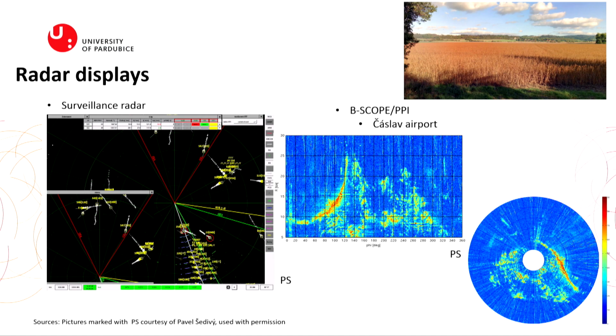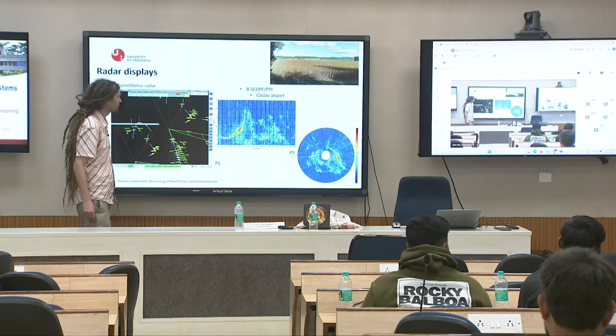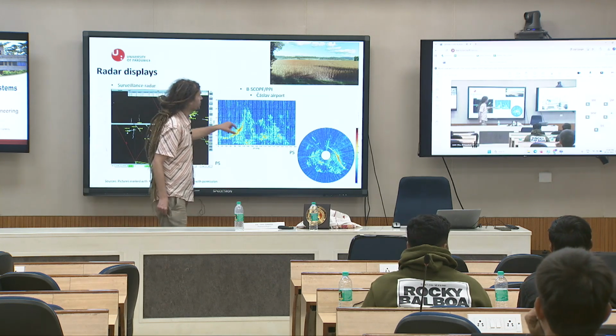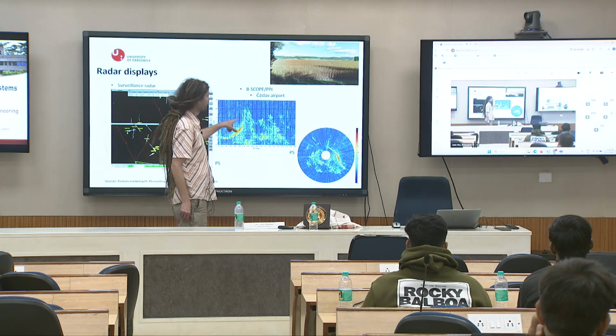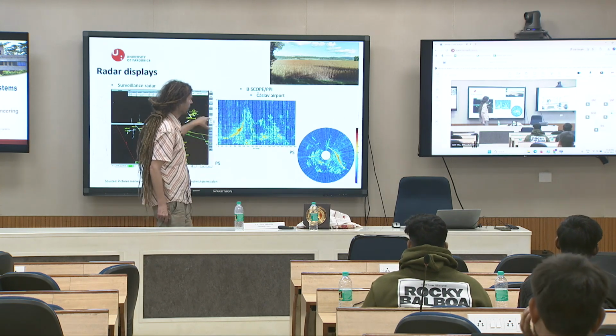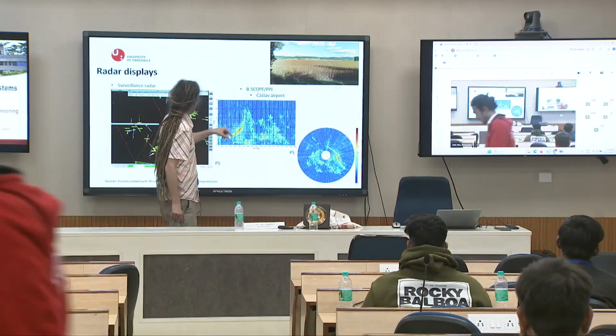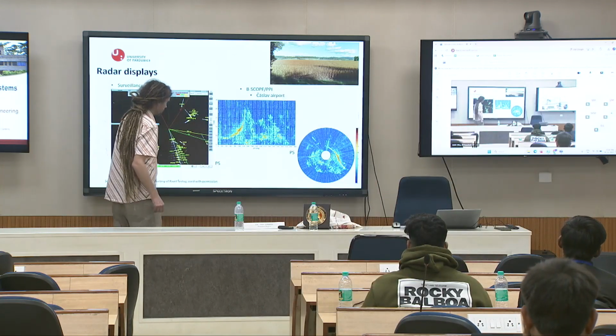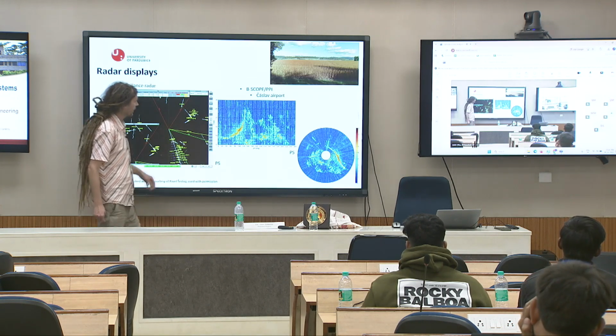But this is what a real radar operator sees. I don't know if in the ATC radars in Guwahati, but it will be something similar, because every radar has its own visualization of targets. But this is the classic PPI. This is the presentation of B scope. This is PPI. This is B scope, and this is the visualization of a radar system.